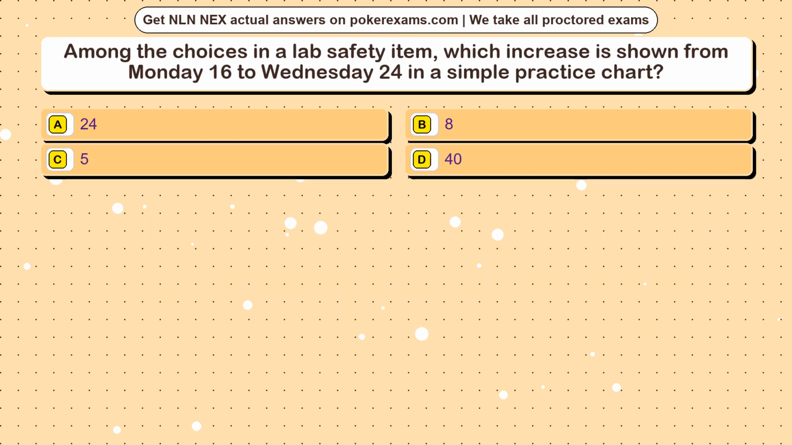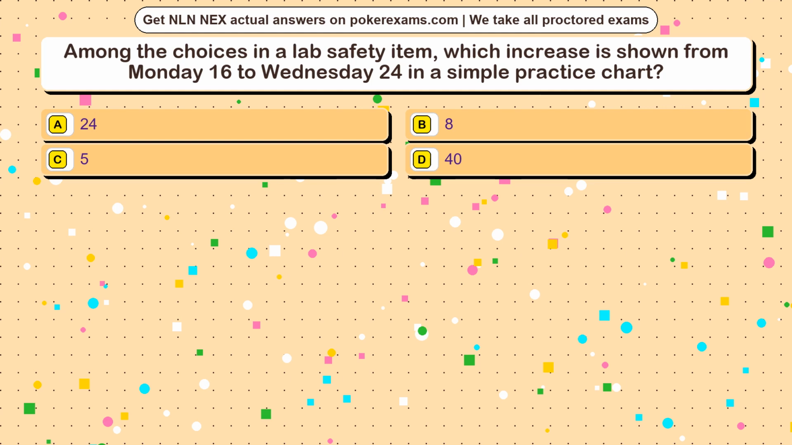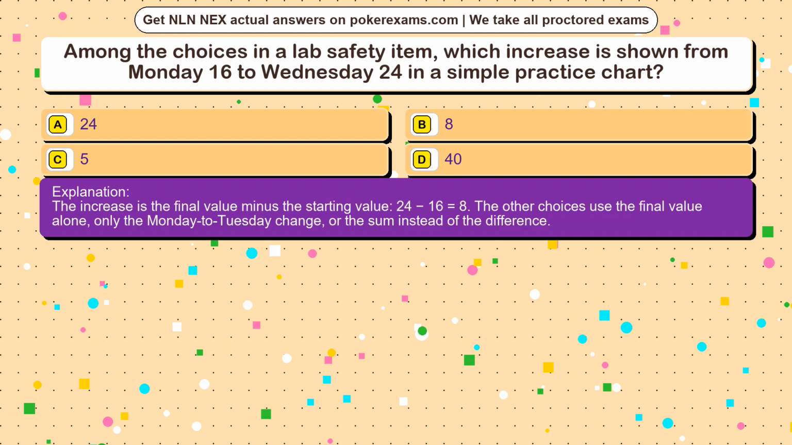Question 15. Among the choices in a lab safety item, which increase is shown from Monday 16 to Wednesday 24 in a simple practice chart? Option A, 24. Option B, 8. Option C, 5. Option D, 40. The correct answer is option. The increase is the final value minus the starting value, 24 minus 16 equals 8. The other choices use the final value alone, only the Monday to Tuesday change, or the sum instead of the difference.